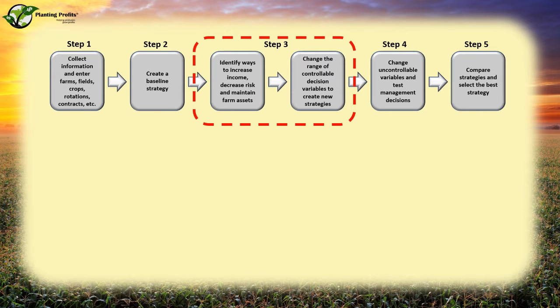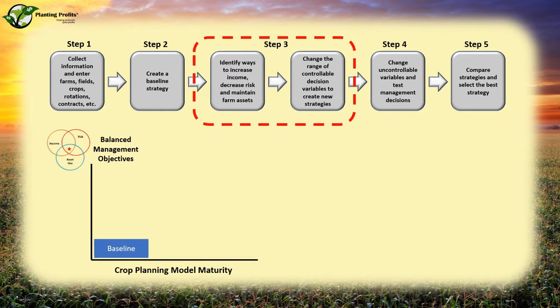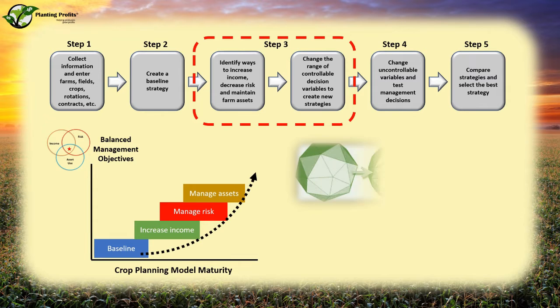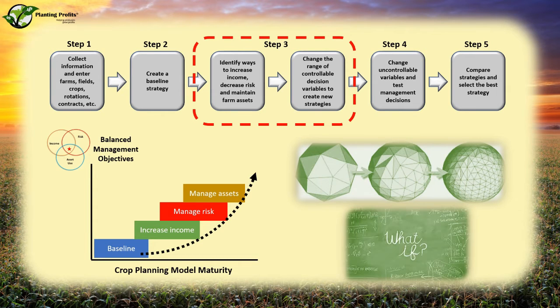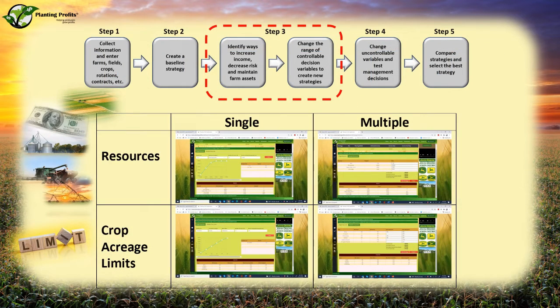Step 3 is all about creating new strategies that improve on one or more management objectives. We'll start with the example baseline strategy and begin to refine it by asking what-if management questions and examining the answers. To do this, we'll use the sensitivity analysis toolset. The sensitivity analysis tools quickly show you which controllable management decisions impact which management objectives.